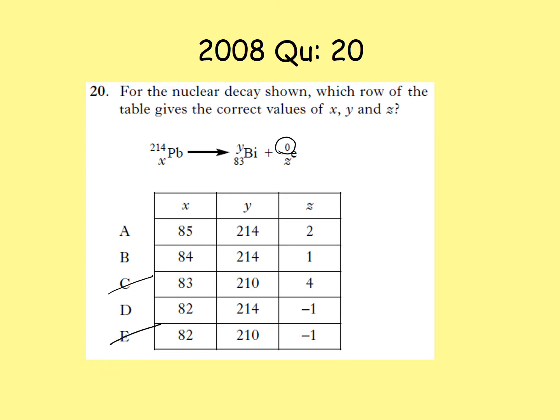If we have a look at the bottom line, Z, that's the atomic number for an electron. We should know that's -1. So that gets rid of A and that gets rid of B. Let's just check for the value of X. -1 added on to 83 gives us a value of 82. So the correct answer is D.